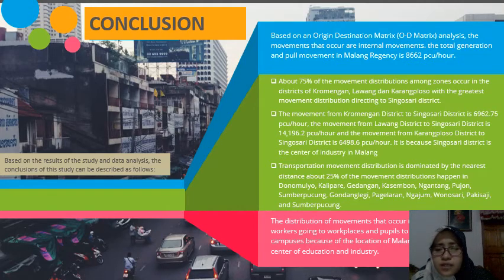Transportation movement distribution is dominated by the nearest distance. About 25% of the movement distribution happens in Donomulyo, Kalipare, Gedangan, Kasembon, Ngantang, Pujon, Sumber Pucung, Gondang Legi, Pagelaran, Ngajum, Wonosari, and Pakisaji. The distribution of movement that occurs is more dominant for workers going to the workplace and students going to schools and campuses, because Malang Regency is the center of education and industry.